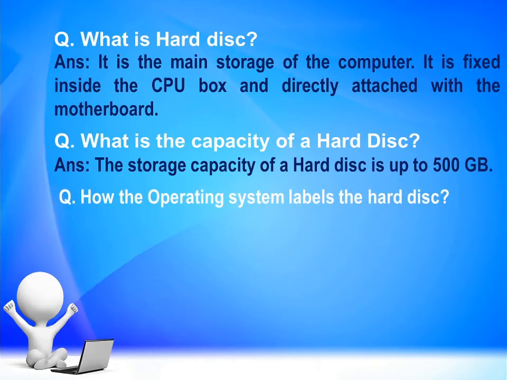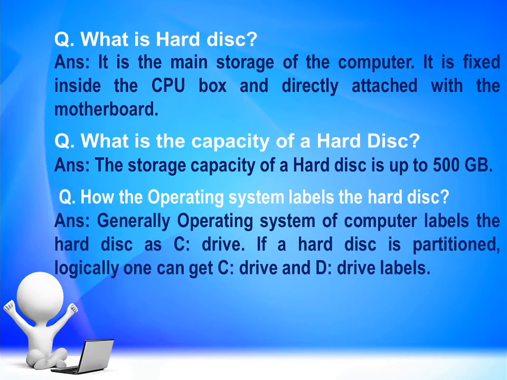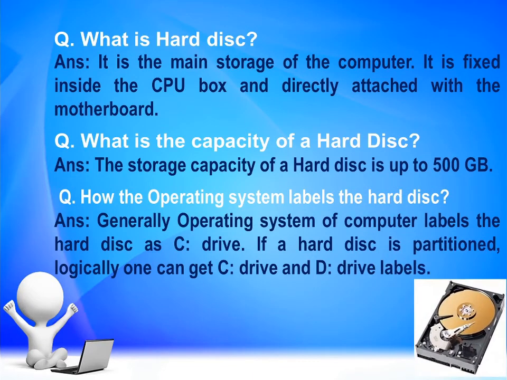Next, how the operating system labels the hard disk? The answer is generally the operating system of the computer labels the hard disk as C: drive. If a hard disk is partitioned, logically one can get C drive and D drive labels. We can see here an image of hard disk.